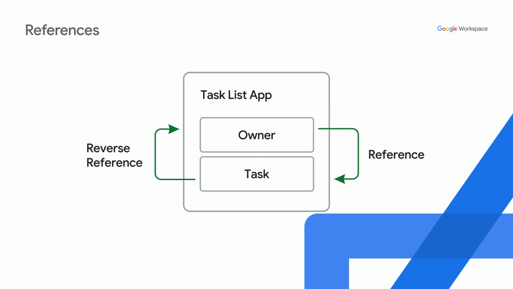References serve multiple purposes. They allow you to represent relationships. The reference between task row and owner's row allows you to capture the relationship between the task and an owner. They allow you to easily retrieve information from a related row in another table. They also allow you to navigate from one row to another.